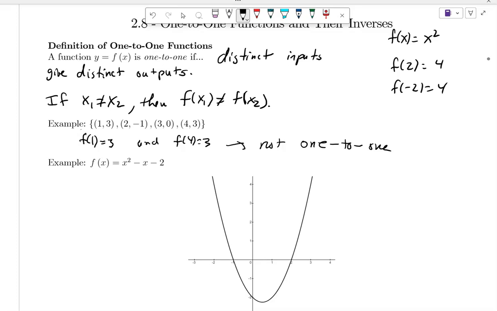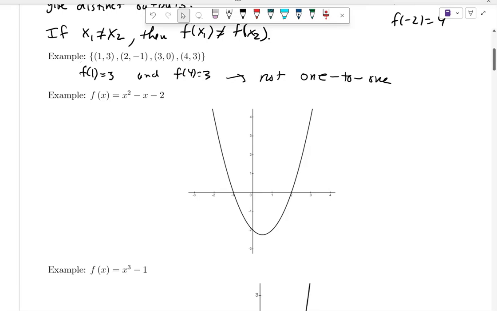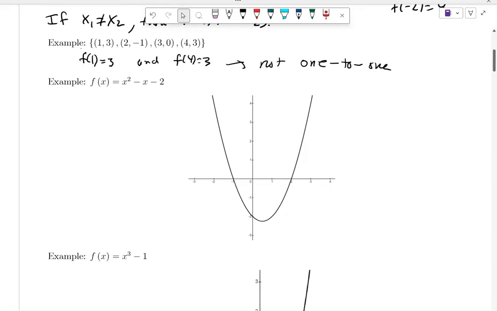We've got f of x is x squared minus x minus 2. So we'll learn a little bit later that this is how to get the general graph for these. But it should look like an x squared graph, which we already know looks like a U shape. Call those parabolas, right, for x squareds. You could also set it equal to 0 and factor it and see that it'll cross the x-axis at -1 and at 2.